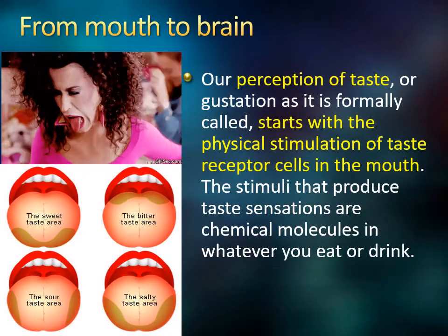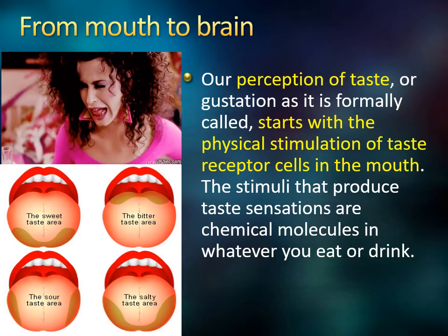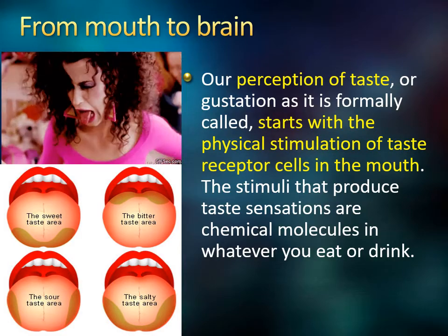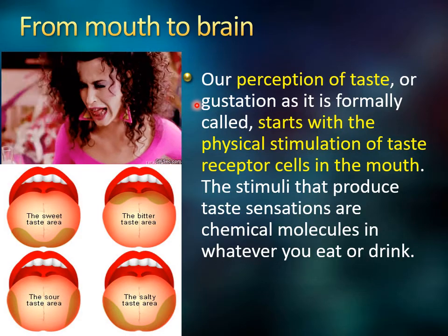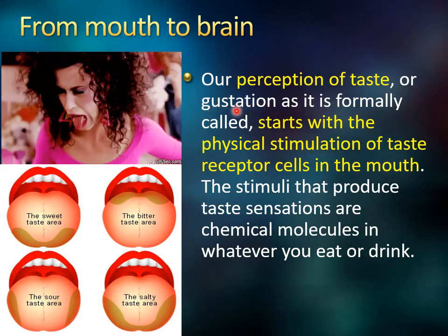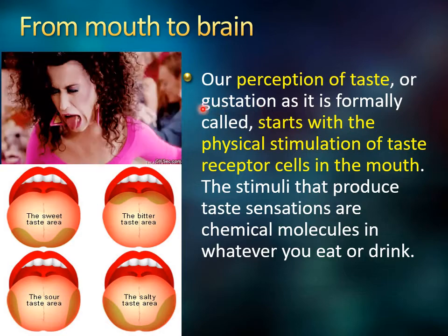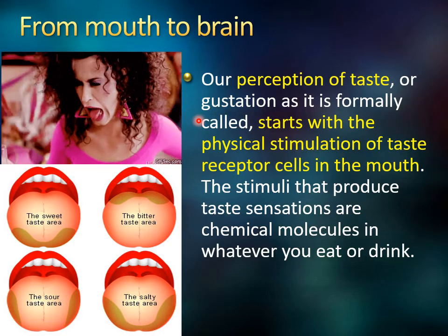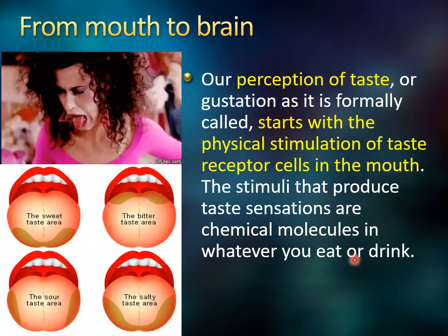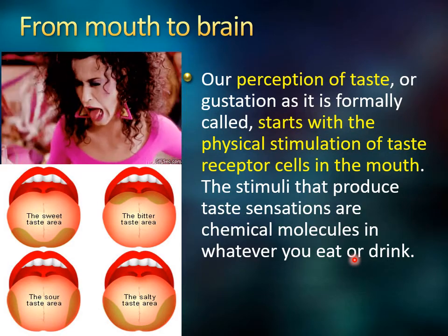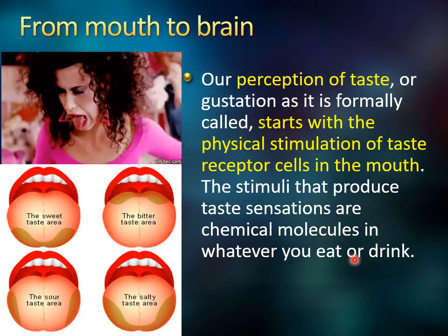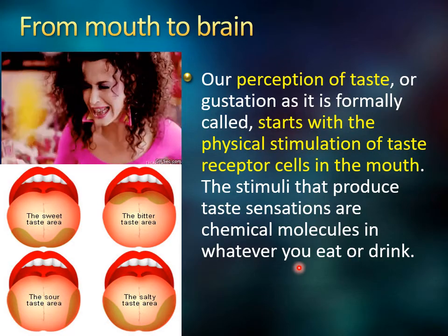So, from our mouth to our brain. Our perception of taste, or gustation, and it's really important that you remember that word. When they talk about taste, they're talking about gustation. That's what it's called. Remember that word, gustation. It starts with the physical stimulation of taste receptor cells in the mouth. The stimuli that produce taste sensations are chemical molecules in whatever you eat or drink.